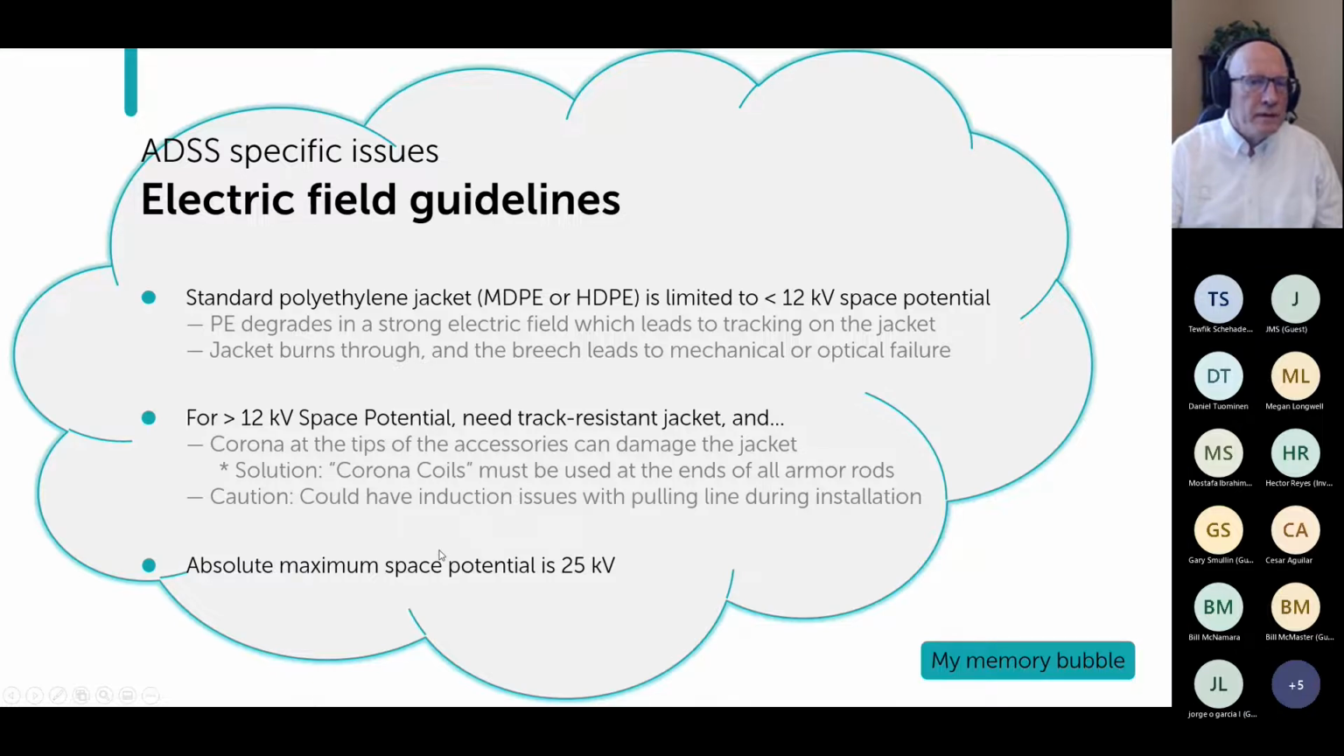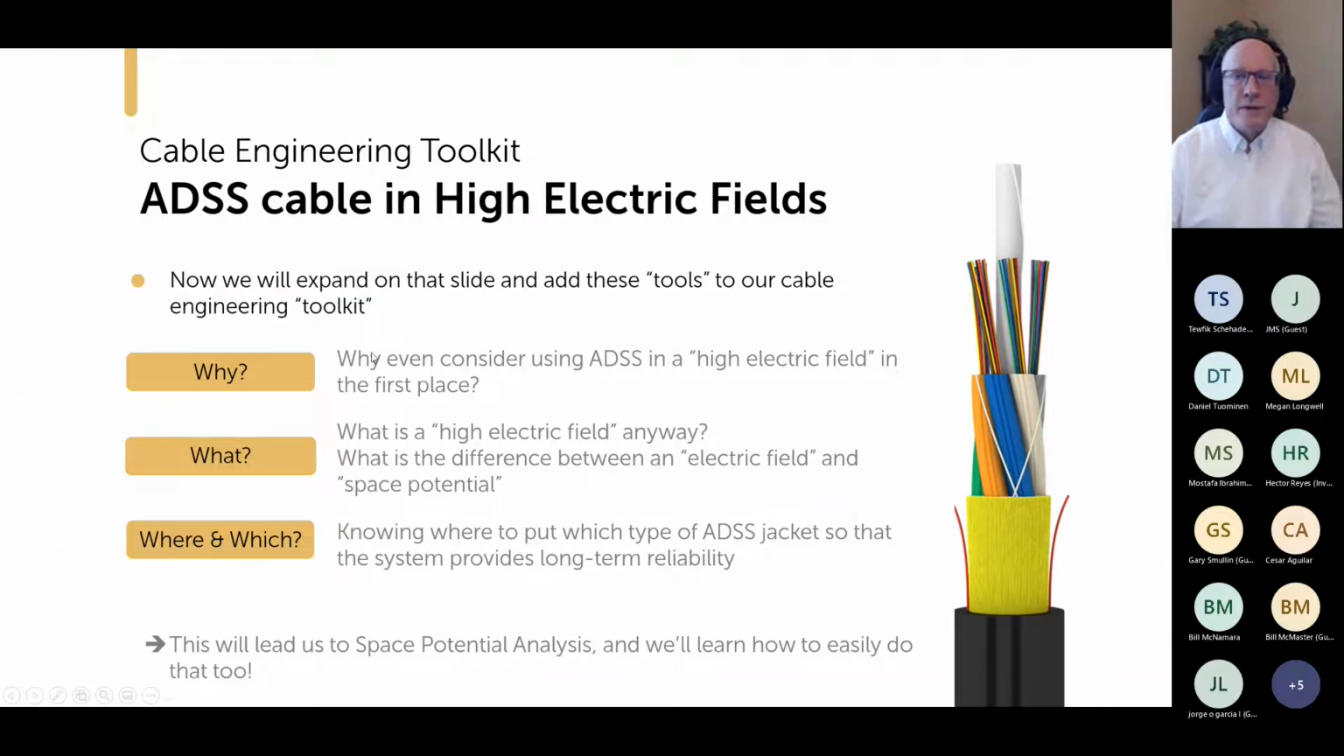But we never, during the course of that class, talked about how you could actually determine what these are in order to apply them. So that's what we're going to do in this presentation. We're going to add some tools to your engineering toolkit. You'll know why you might want to do this. You'll know what the electric field is and what the difference is between the electric field and the space potential. Then you'll learn how to use that information to determine where you can put which type of ADSS jacket on a transmission line so that you get long-term reliability.